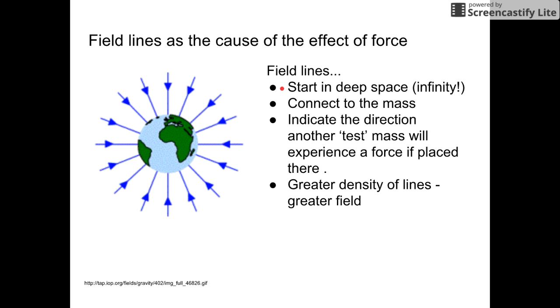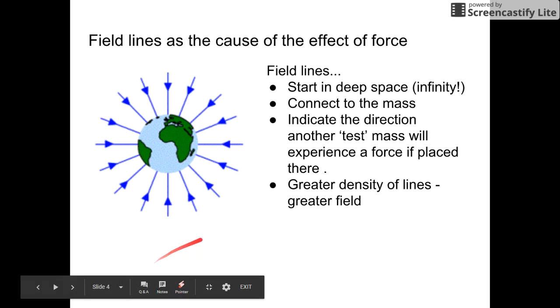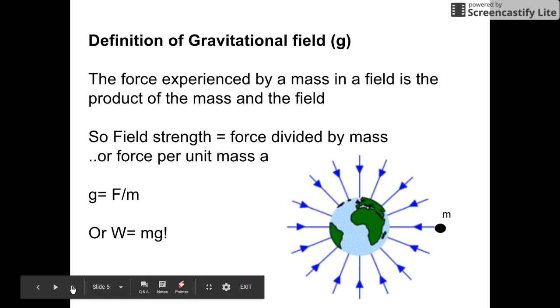They start in deep space. They always connect in to whatever the mass is, to the planet, so they actually have an ending on the actual planet, and it's that direction. As the field lines get closer together, then there's a greater field. So the greater the density, the greater the field that you're expecting.